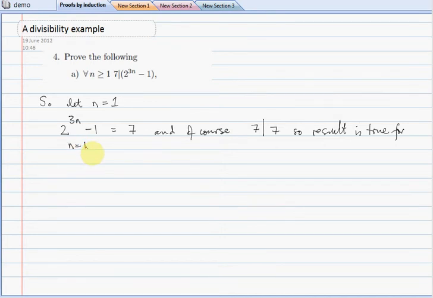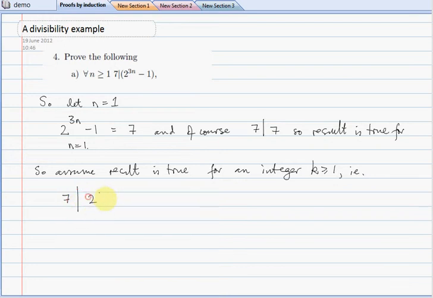Okay, so now we want to move on and prove the induction step, having established the base case just there. So we assume the result is true for an integer k. Should be somewhere in the relevant range, k greater than or equal to 1. So let's just spell out what we're assuming. We're assuming that 7 divides 2 to the power of 3k minus 1. Let's just spell out what that means. 2 to the 3k minus 1 is equal to 7 times m for some integer m. That's what divisibility means.